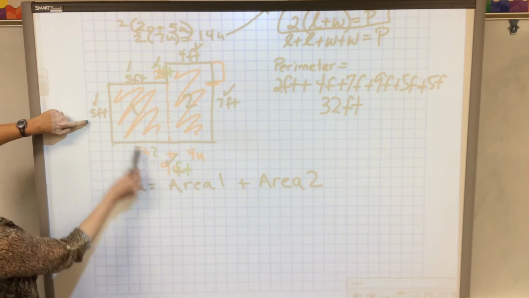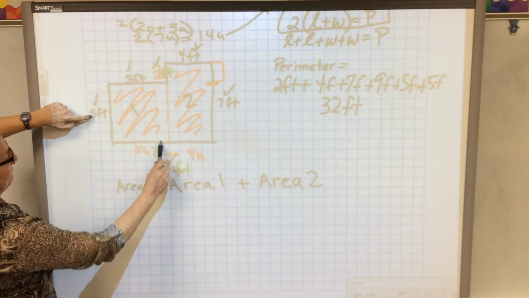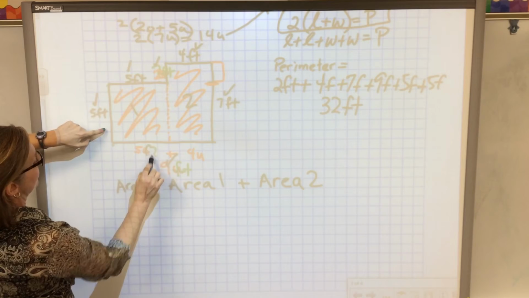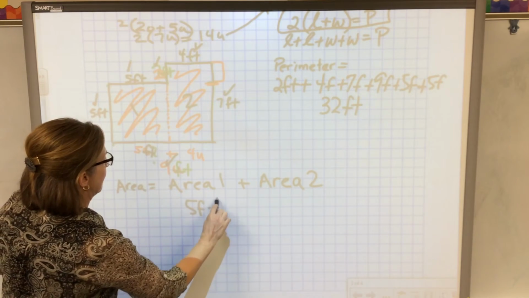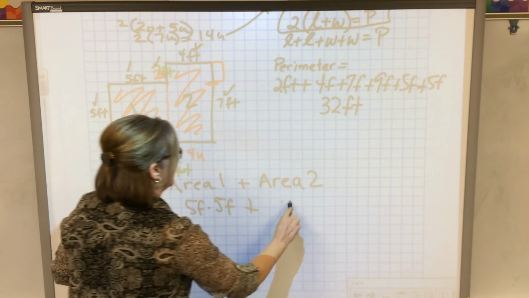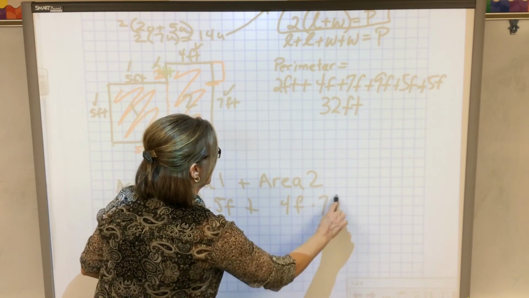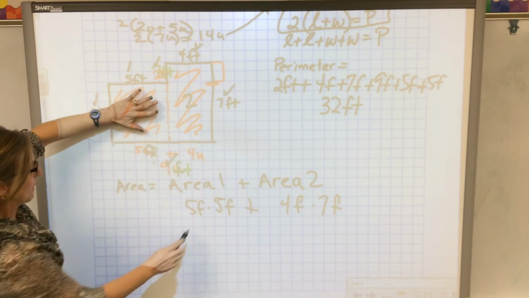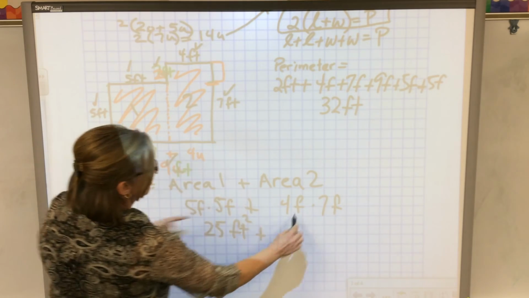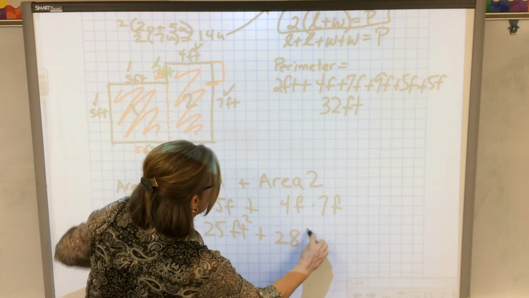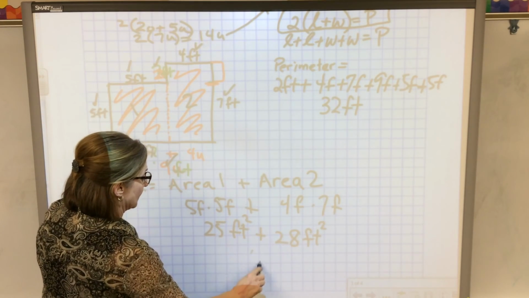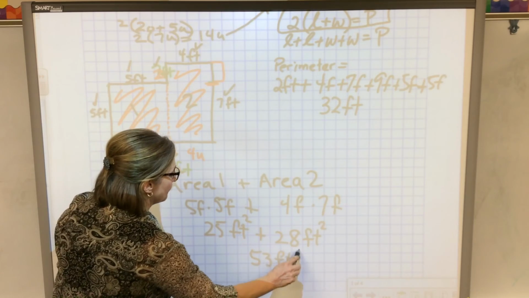Okay, so my area of my first one, I'm going to do 5 feet by 5 feet, length and width. So it goes 5 here, and it's 5 here. You can look down here. So we're going to go 5 feet times 5 feet, plus area 2 is 4 feet by 7 feet. 4 feet times 7 feet. So that'll tell us there's 25 boxes here, 25 square feet, feet times feet, plus 28 squares here. Okay, and when I add those up, 25 and 28 is 53 square feet.